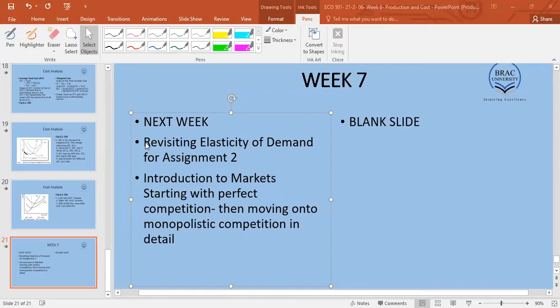So basically, next week, since because of the Eid we couldn't do assignment 2, assignment 2 will be an example on elasticity of demand, but I'll elaborate on it. And then we will look at monopolistic competition, and if possible, just a very brief introduction to oligopoly. That's it. So this was today's class, and your marks I will send.